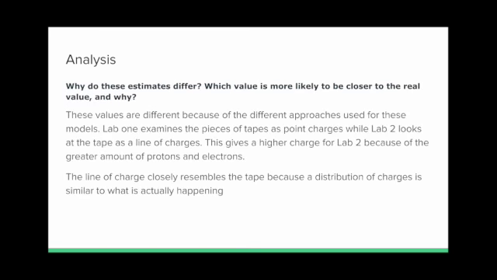And why do these estimates differ? And which value is more likely to be closer to the real value and why? These values are different because different approaches are used for each of the models. Lab 1 examines pieces of tape as point charges, while Lab 2 looks at the tapes as lines of charges. This gives a higher charge for Lab 2 because of the greater amount of protons and electrons. The line of charge closely resembles the tape because the distribution of charges is similar to what is actually happening.